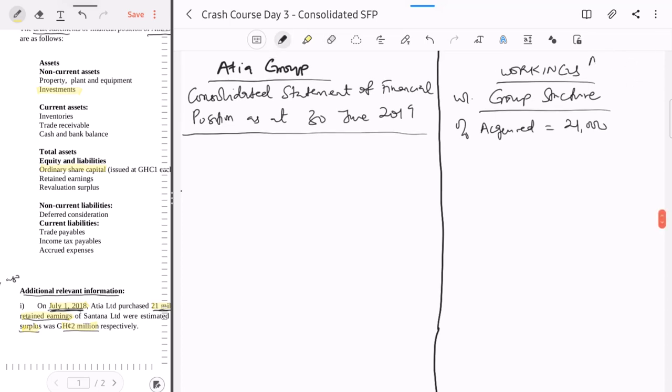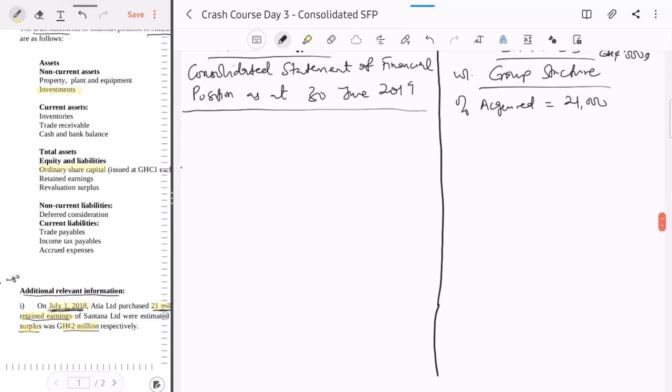We say all figures in Ghana CD thousands. Let the examiner know. So good. They acquired 21 million of how many? We established that it was 30 million, right? So what would the percentage be?